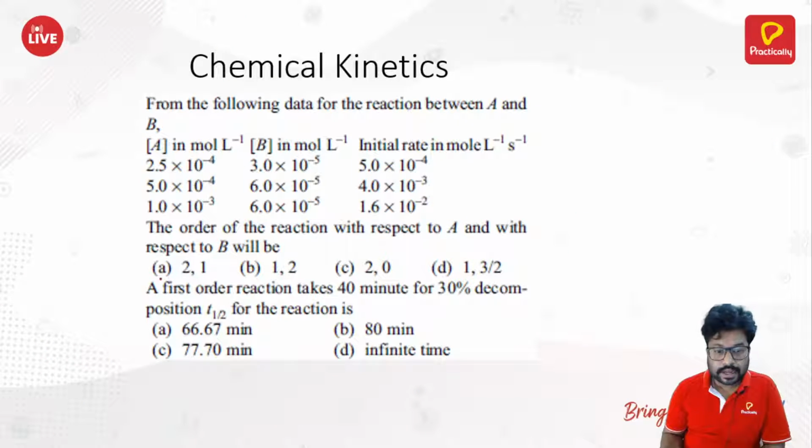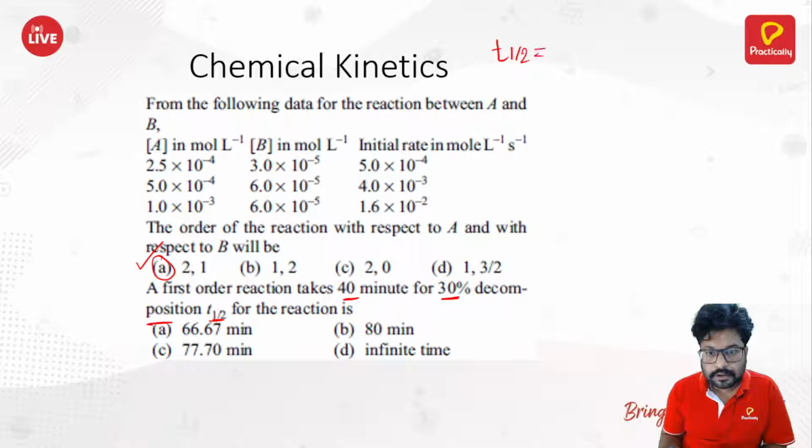Okay. So that is why answer is A. Now next, a first order reaction takes 40 minutes for 30% decomposition. The T half for the reaction. Now T half is equal to 0.693 upon K. Okay, they're asking T half only.